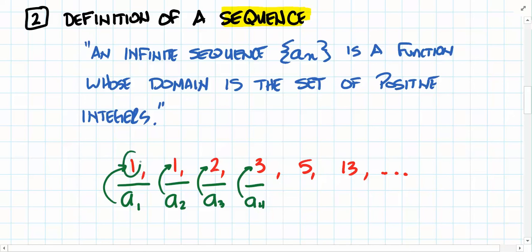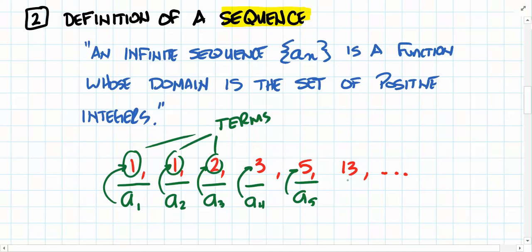By the way, each of these pieces here are called terms, the terms of a sequence. So if I want to talk about the 5th term, it happens to be the number 5. If I want to talk about the 6th term, it happens to be the number 13.